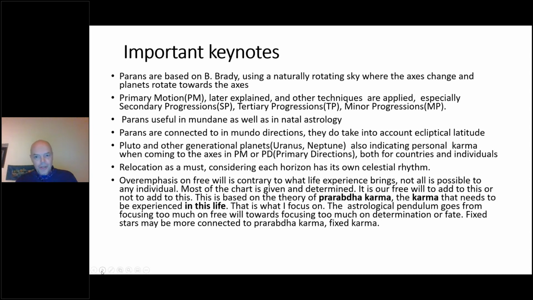And in the history of astrology, the pendulum goes from focusing too much on free will towards focusing too much on determination or fate. But when working with fixed stars, one may be more connected to fixed karma or to something that one really has to go through in this life, to this prarabdha karma. Fixed stars indicate something that is maybe not avoidable. Why did I put this last keynote? Because in some new age astrology, in my opinion, there is too much stress on free will and on the limitless possibilities of the individual. This is not how I work with astrology. Also, it's not completely determined. That would make no sense. But when working with fixed stars and with parans, we probably come closer, or focus on the more fixed things.